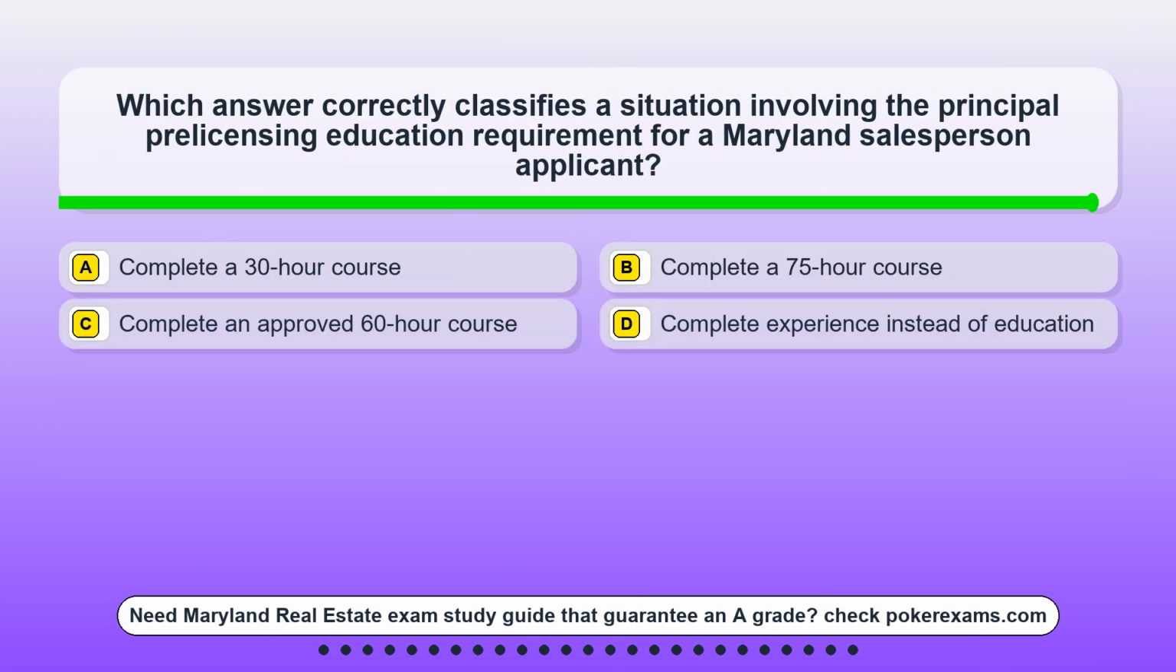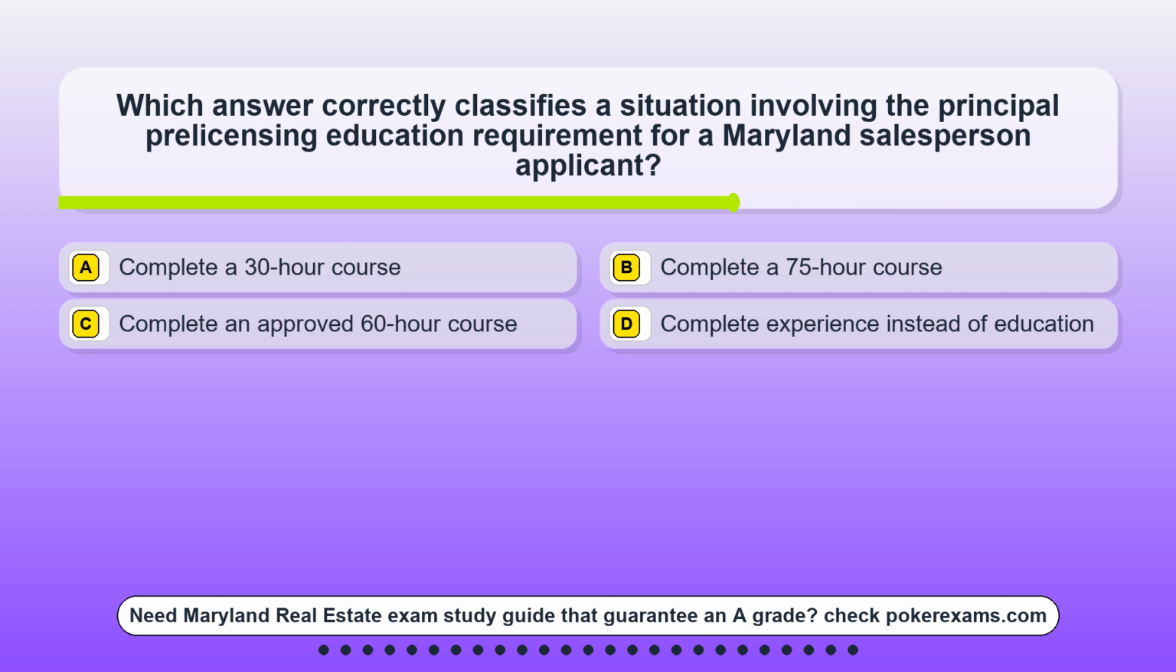Question 14. Which answer correctly classifies a situation involving the principal pre-licensing education requirement for a Maryland salesperson applicant? Option A, complete a 30-hour course. Option B, complete a 75-hour course. Option C, complete an approved 60-hour course. Option D, complete experience instead of education.